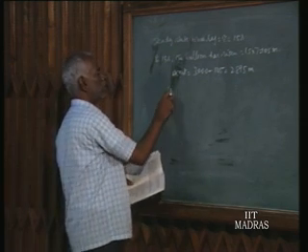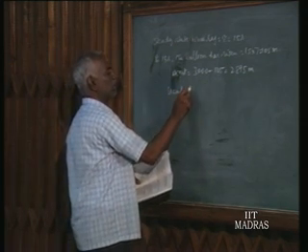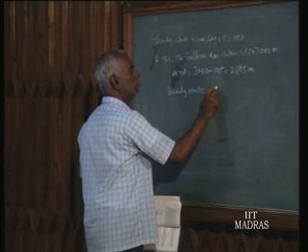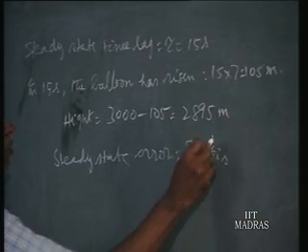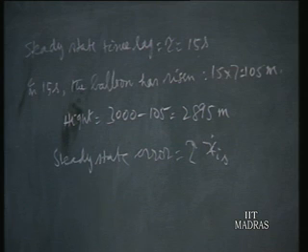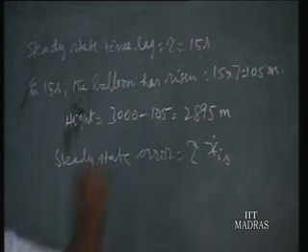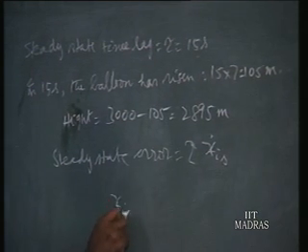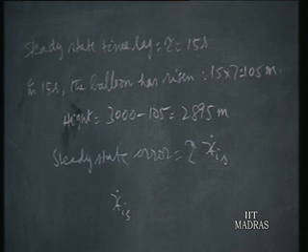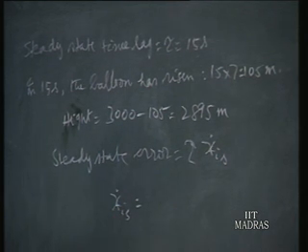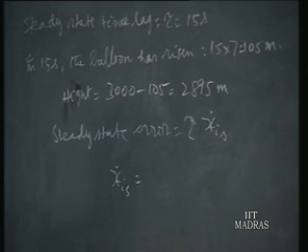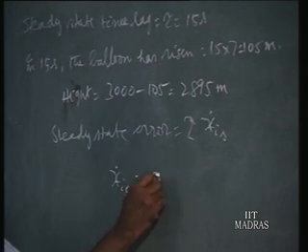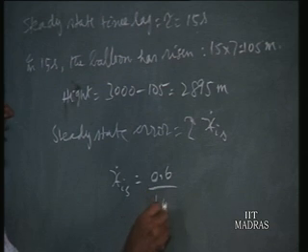Steady state error we know already. Steady state error is equal to tau into xi s dot. In this, we know tau already, 15 seconds is given. Xi s dot we have to find out: what is the rate at which the temperature is varying? We know it is rising at a speed of 7 meter per second, and the temperature changes by 0.6 degrees centigrade per 100 meter.